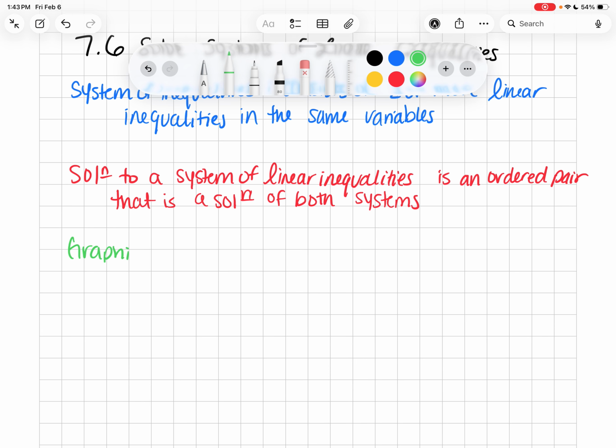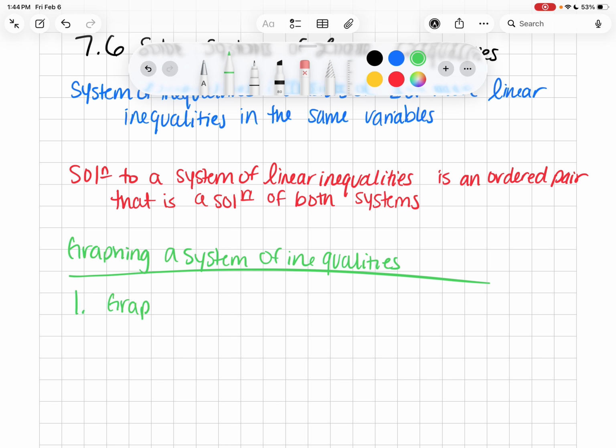Graphing a system of inequalities, we're going to graph each inequality, like we did in 6.7, and then find the intersection.